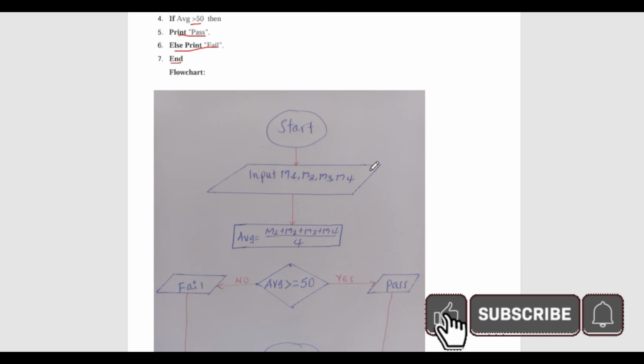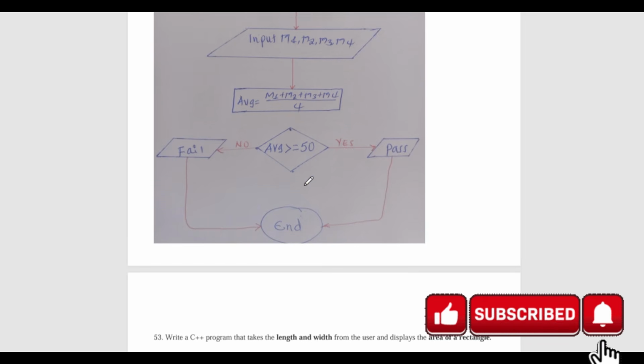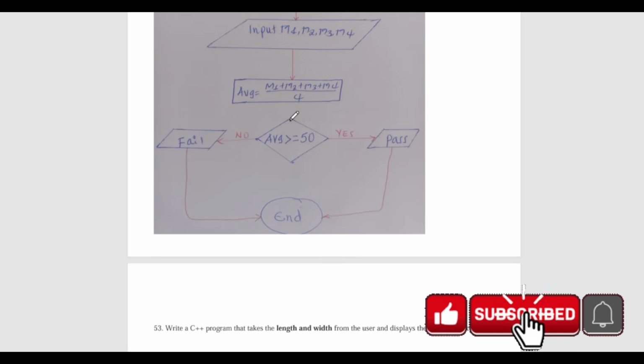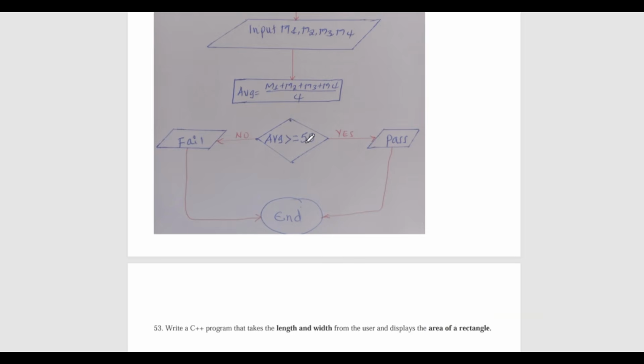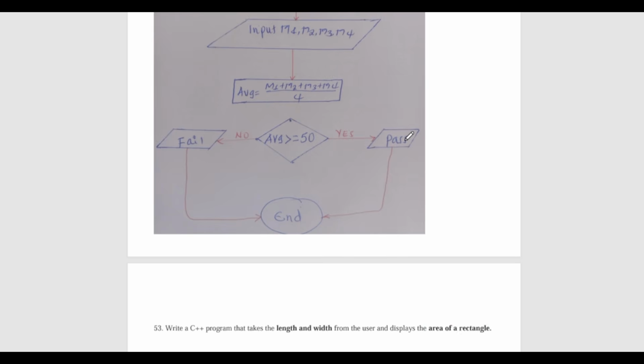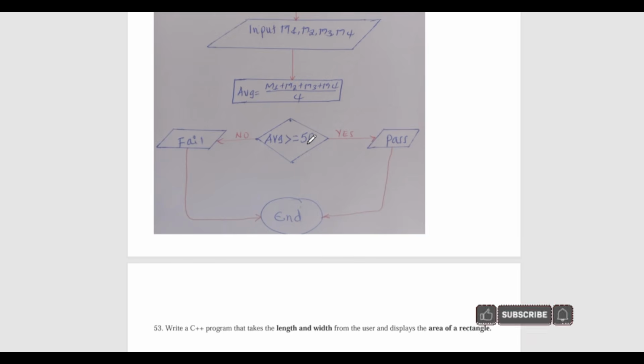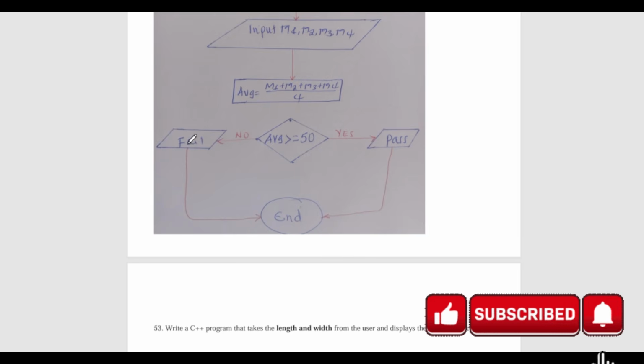Start, read 4 mark inputs in a parallelogram. This is input. Use a rectangle symbol for calculating the average. Here we need a decision. This is a diamond. You have to use the diamond symbol for decision. You have to decide whether the average is greater than 50 or less than 50. If the average is greater than 50, yes, the student passes, and end the flowchart. If the average is less than 50, no, the student fails.